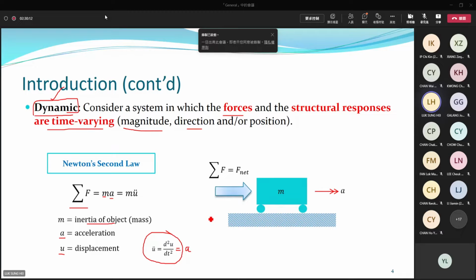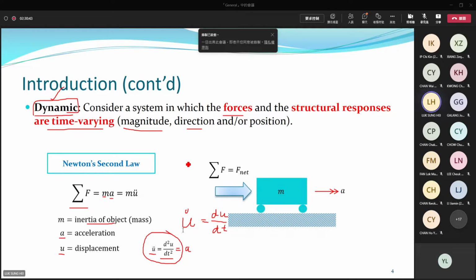But for expressions, we don't want to write d something over dt too many times. So there's one short form, which is the dot. When you put one dot on top, it means differentiate with respect to time. Two dots mean differentiate twice. Three dots mean three times. We use u dot, u double dot to denote differentiation with respect to time.